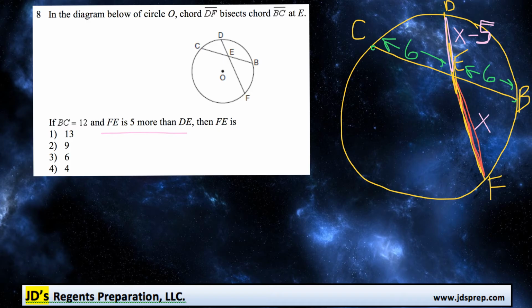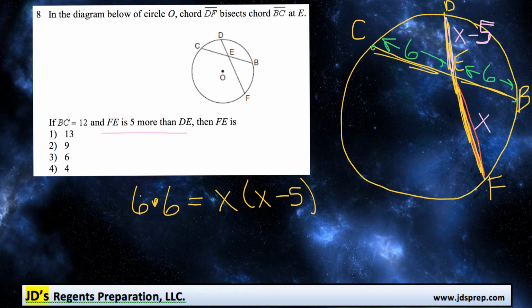Now that we have all those distances figured out, we can create an equation to help us solve for x. If we multiply the distance from C to E and E to B, so 6 times 6, it's going to be equal to the distance from D to E times the distance from E to F, meaning x minus 5 times x, or x times x minus 5. So now that we've created this equation, we can actually solve it to find out the value of x, which will give us our answer.